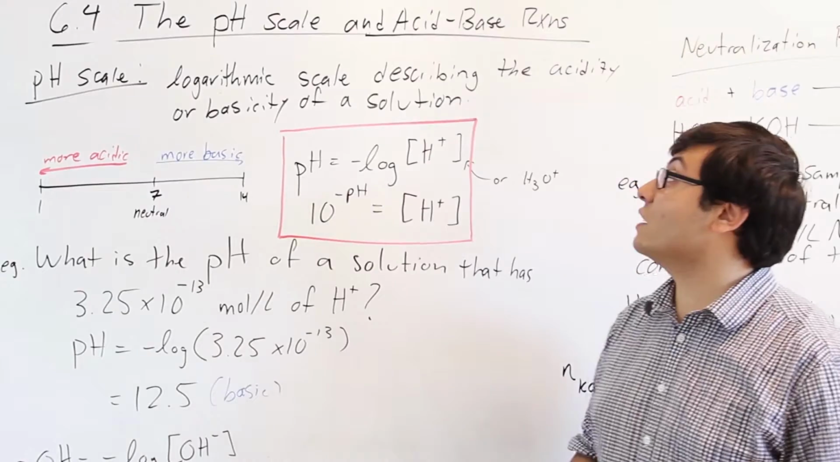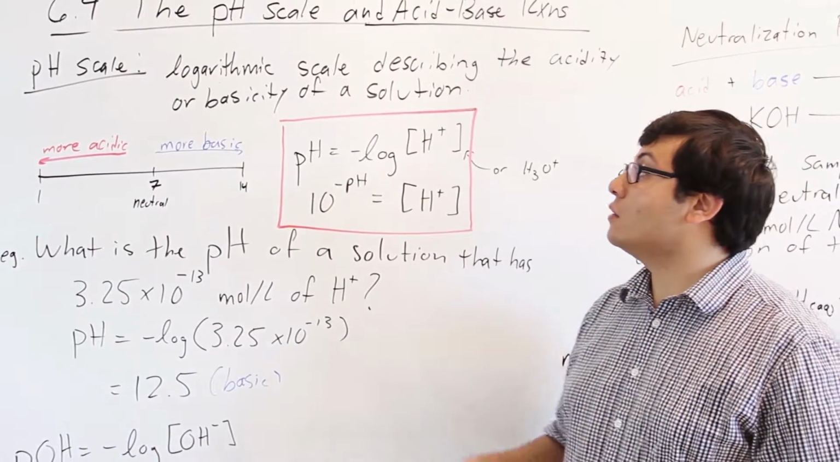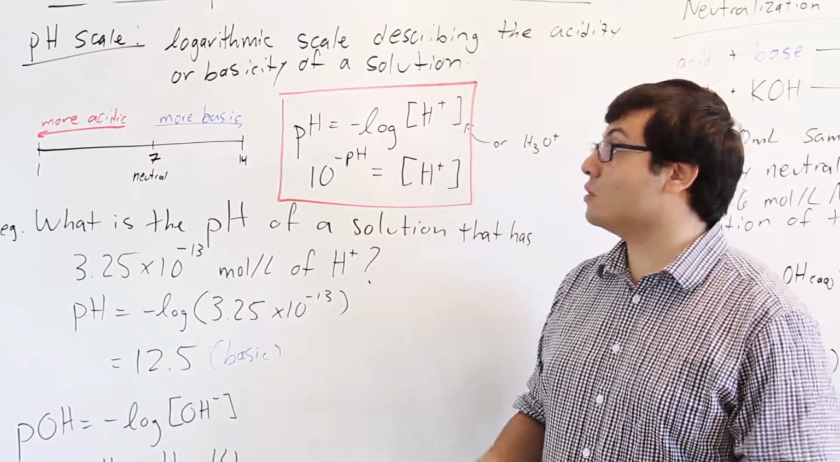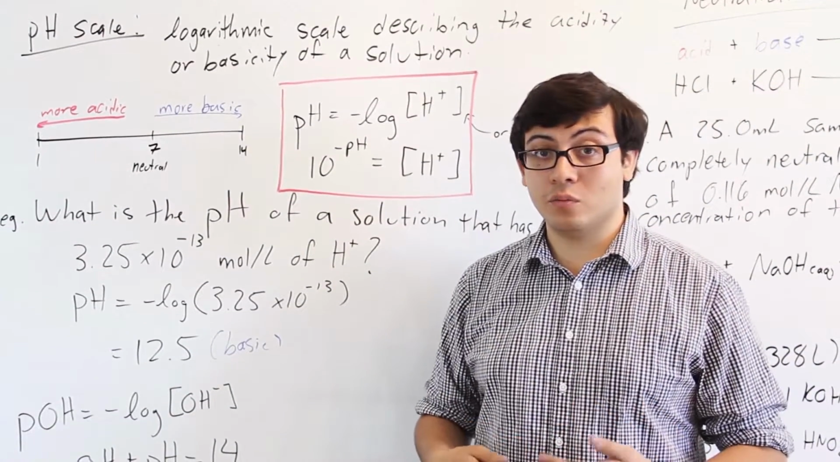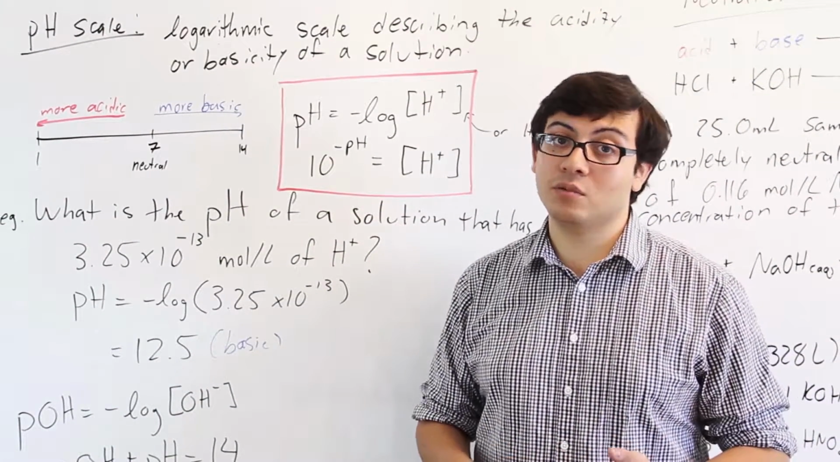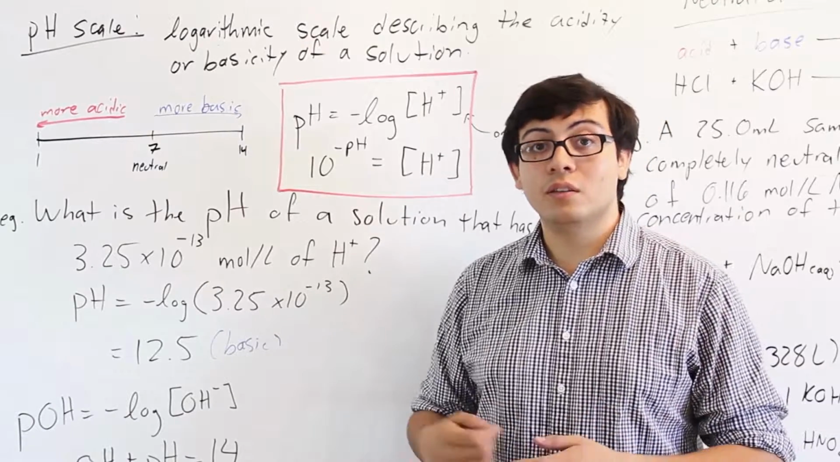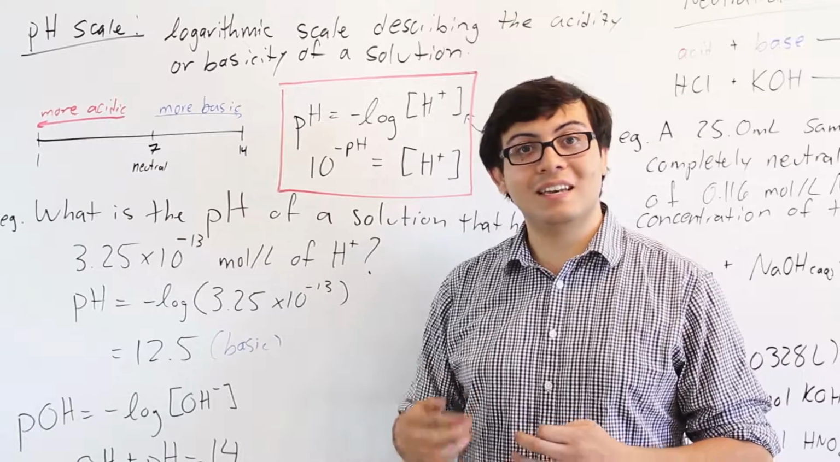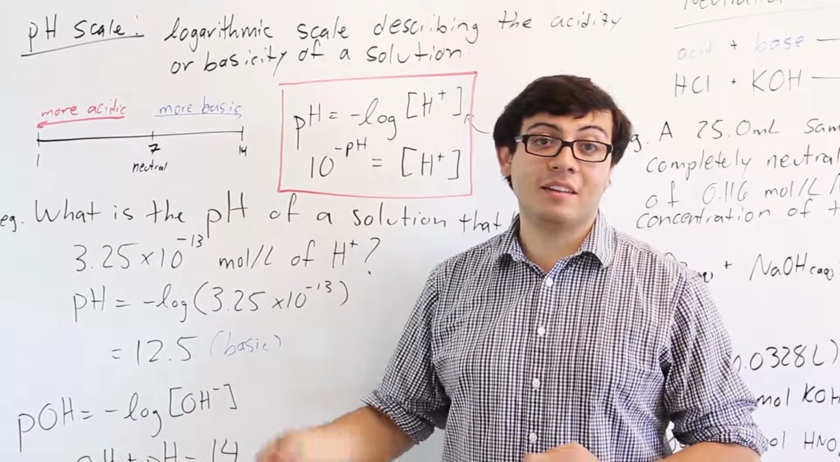Let's move on to the pH scale and acid-base reactions. So the pH scale is a logarithmic scale describing the acidity or basicity of a solution. If I have a solution with pH 2 and I'm trying to compare it to a solution with pH 3, the solution that's pH 2 is 10 times more acidic than the pH 3 solution.